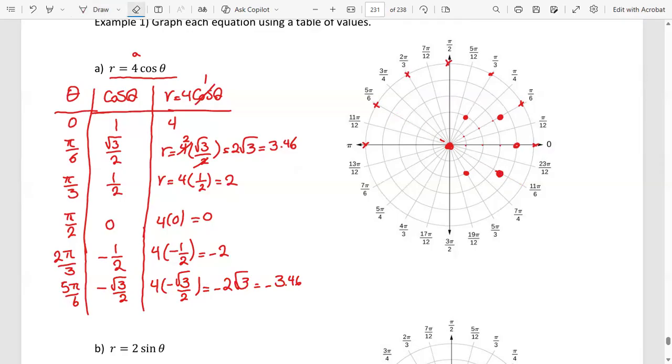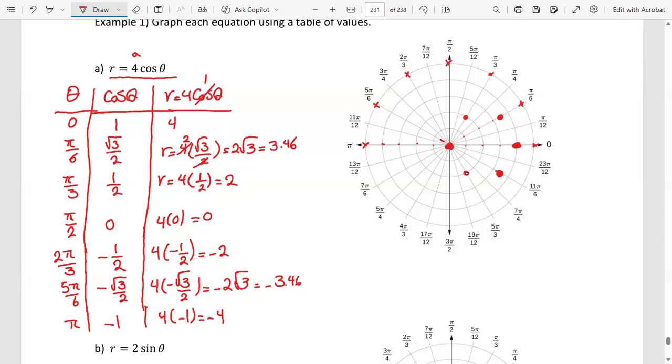Okay. And the last point, which is pi, I know the cosine of pi is negative 1, and 4 times negative 1 is just negative 4. So for pi, 1, 2, 3, 4, but negative 4, it goes back to the first point. Now I have all the points.